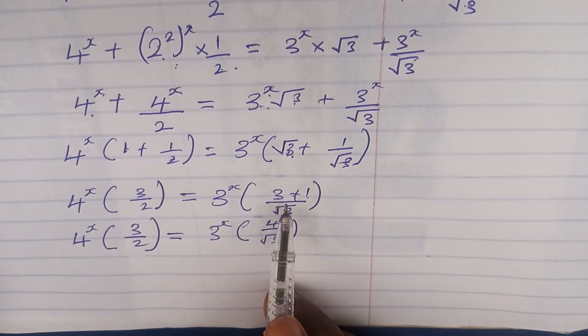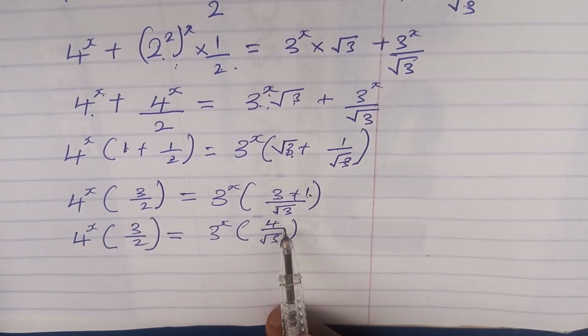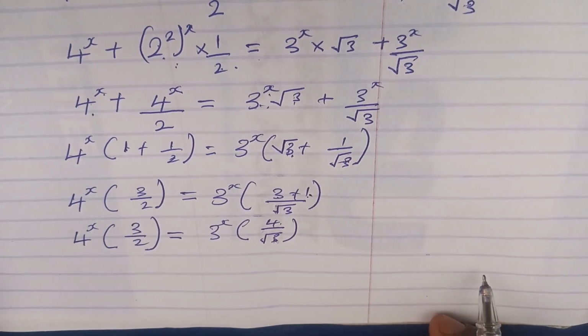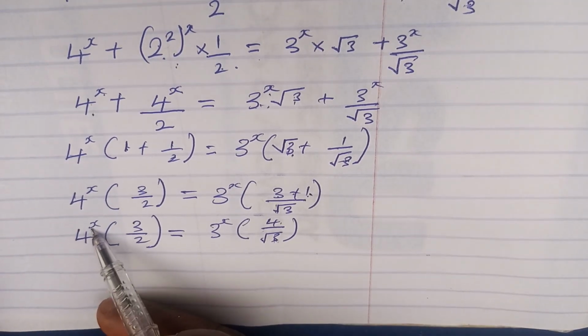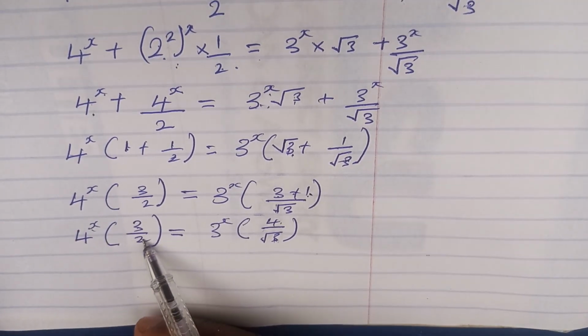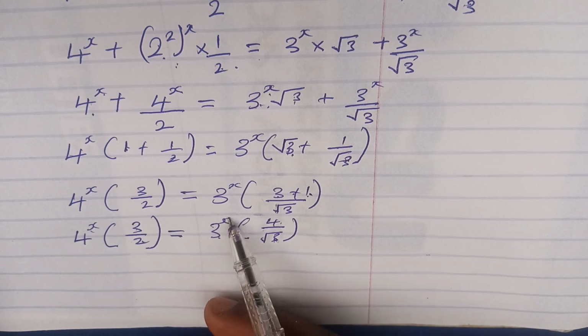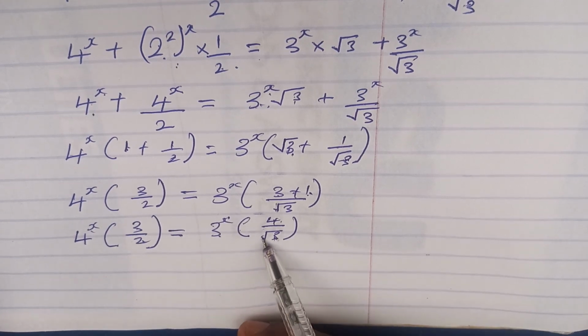Sorry, 3 plus 1 is going to give us 4. So what we have is 4 to the power of x times 3 over 2 is equal to 3 to the power of x times 4 over root 3.